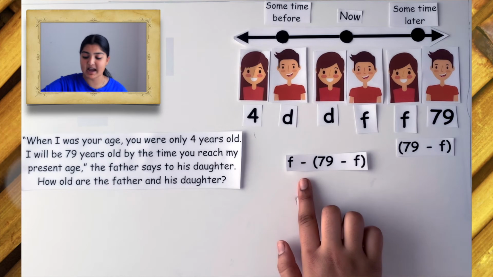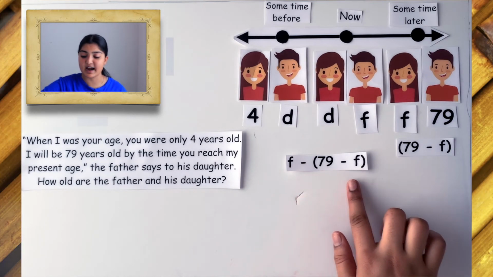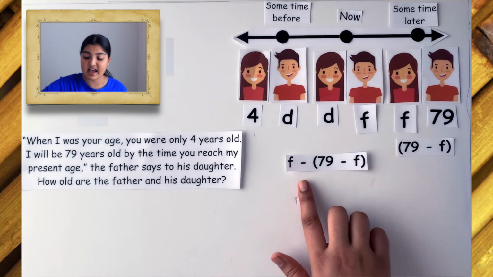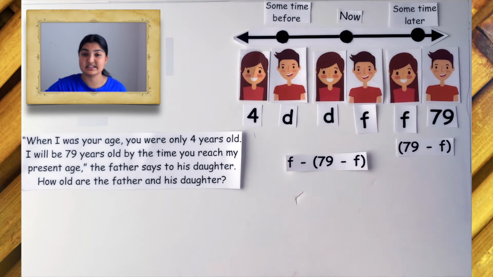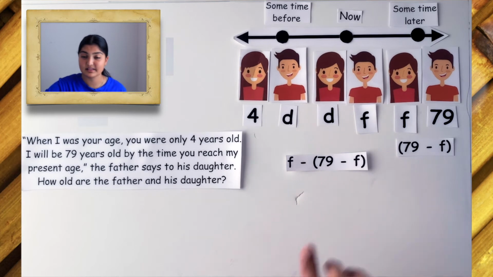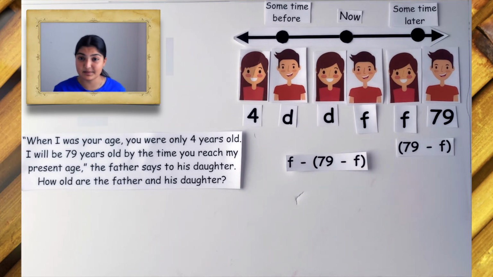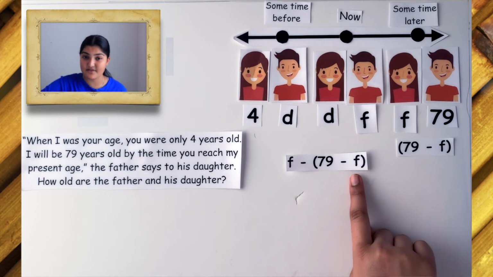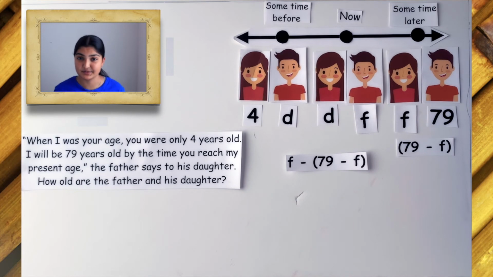F minus 79 minus f. Remember, the difference between the two ages always stays the same. So let's open the parentheses and distribute -1 inside the parentheses. -1 times 79, which is -79, and -1 times -f, which is +f.